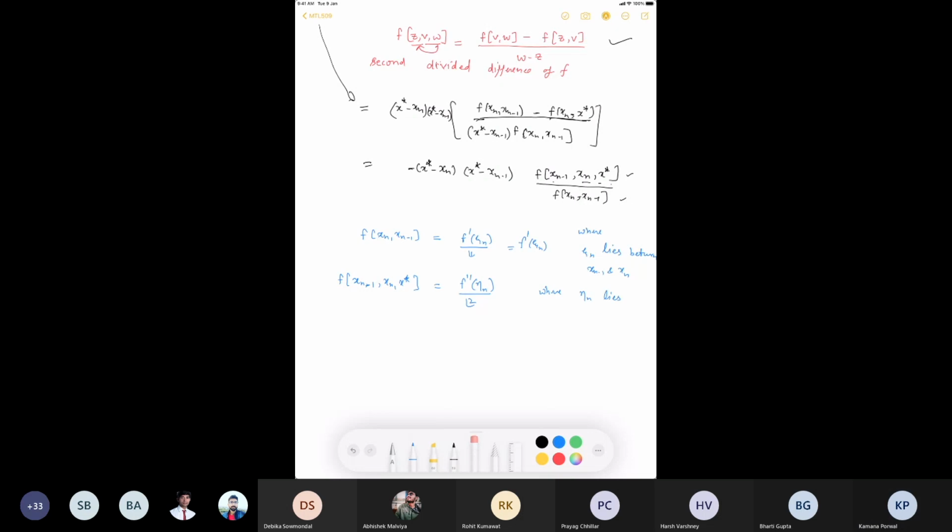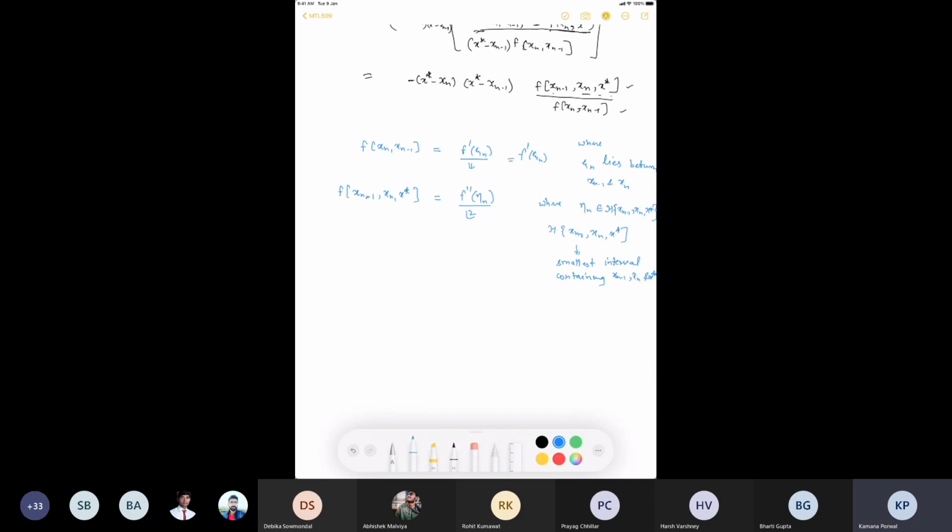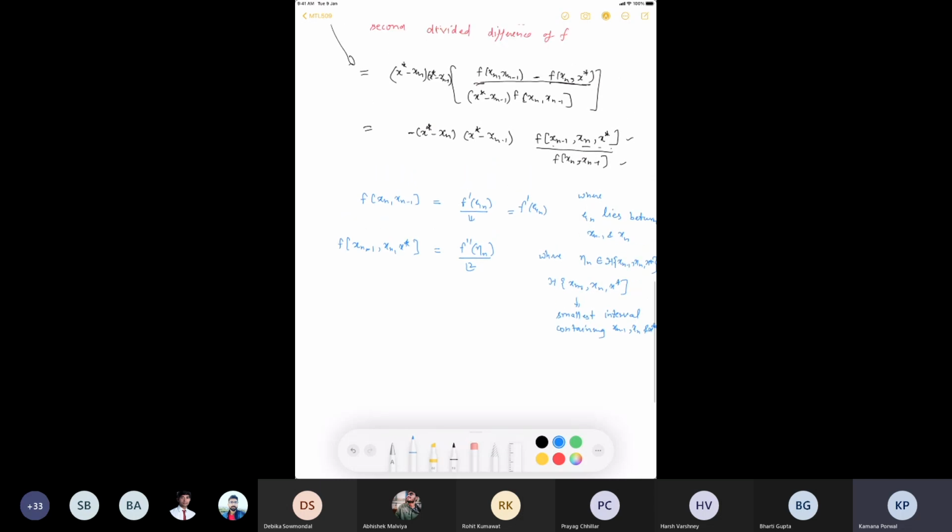Let me use a notation here. If I denote [xn minus 1, xn, x star] as the smallest interval containing xn minus 1, xn and x star, then my eta n is going to belong to this interval. The upper limit of the interval is the maximum of these three points, and the lower limit is the minimum of the three points. These relations which I have written here, we will be deriving explicitly in the next section, but for the time being I'm just going to use them.